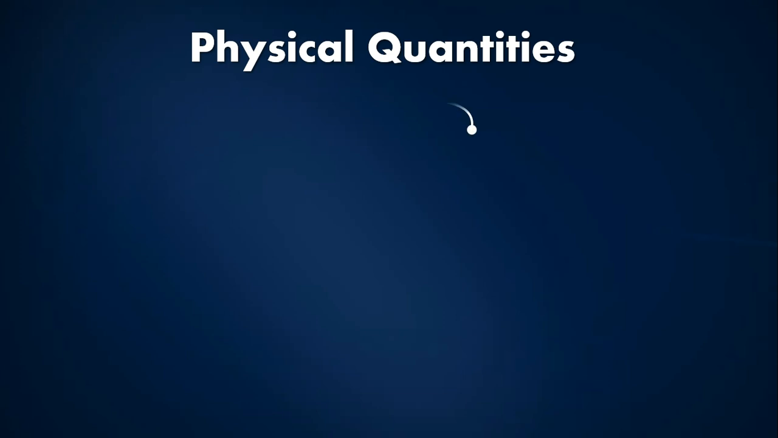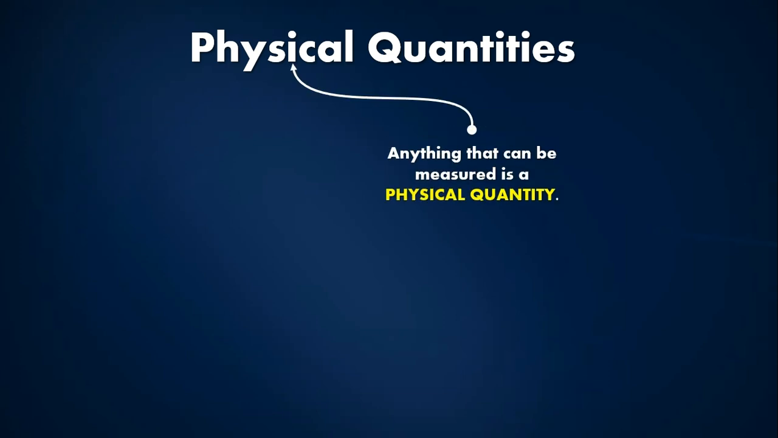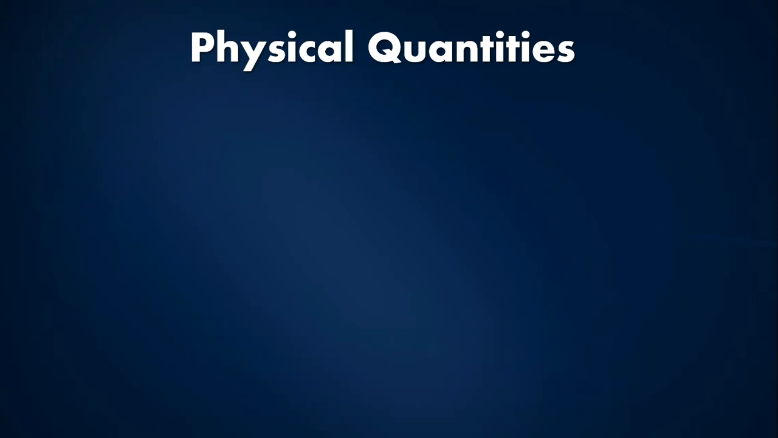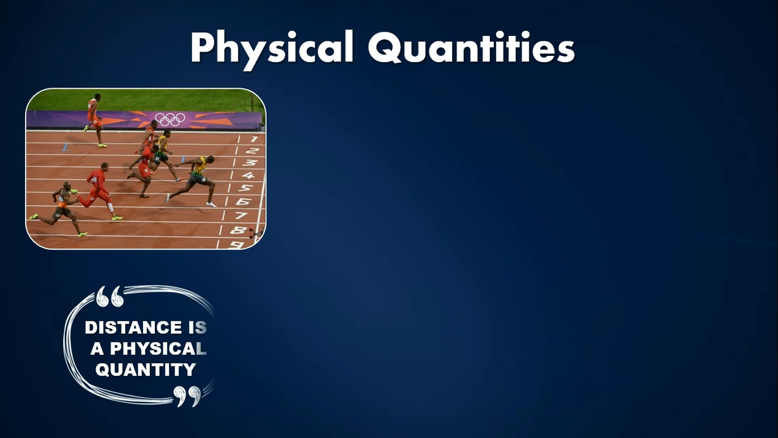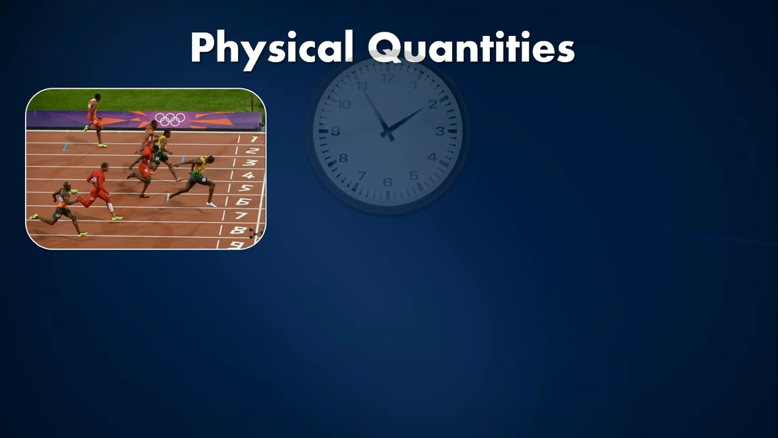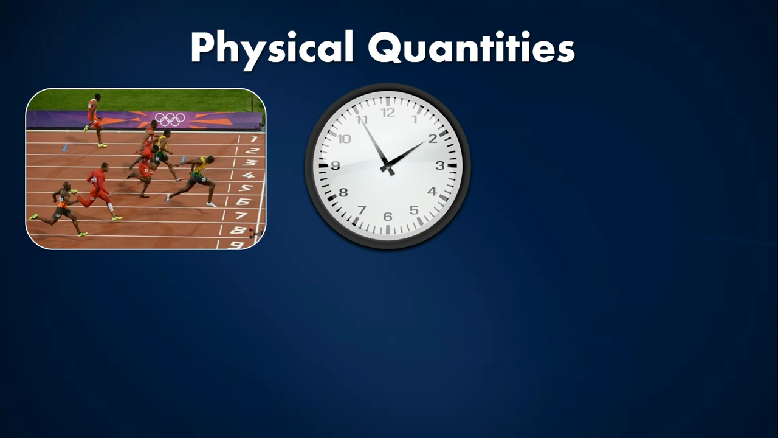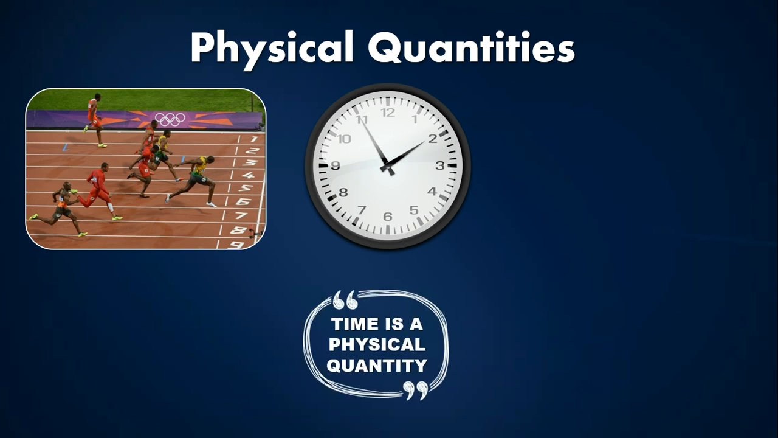So what are physical quantities? Basically, anything that can be measured is a physical quantity, like speed, which can be measured, and velocity can also be measured, current also can be measured. Here we can see a running race in terms of meters. So distance is a physical quantity which can be measured, and time is also a physical quantity which can be measured.